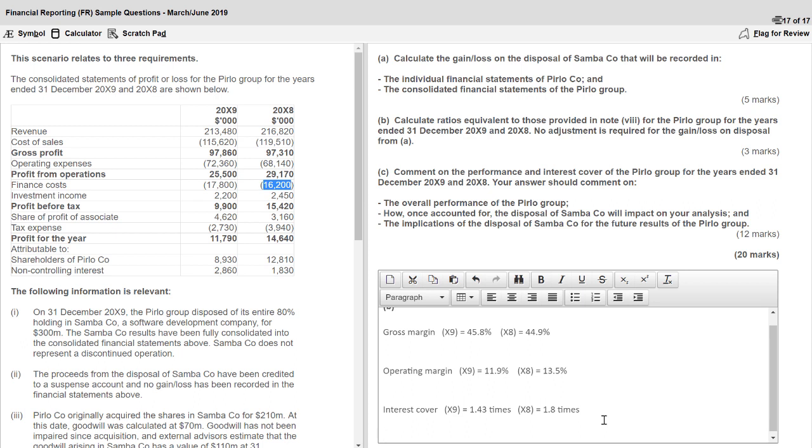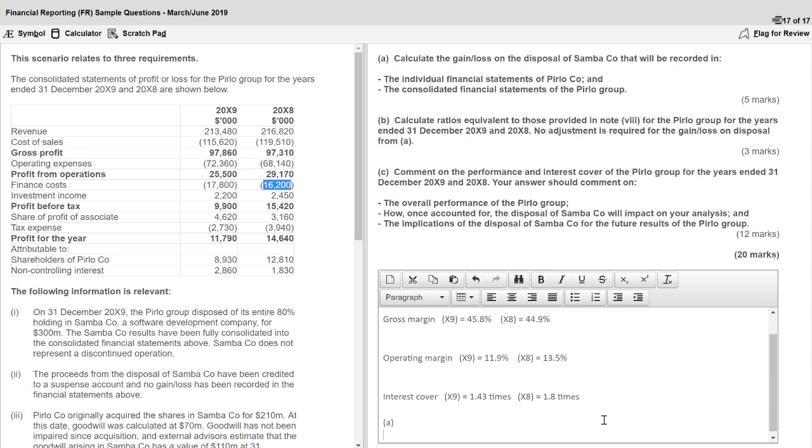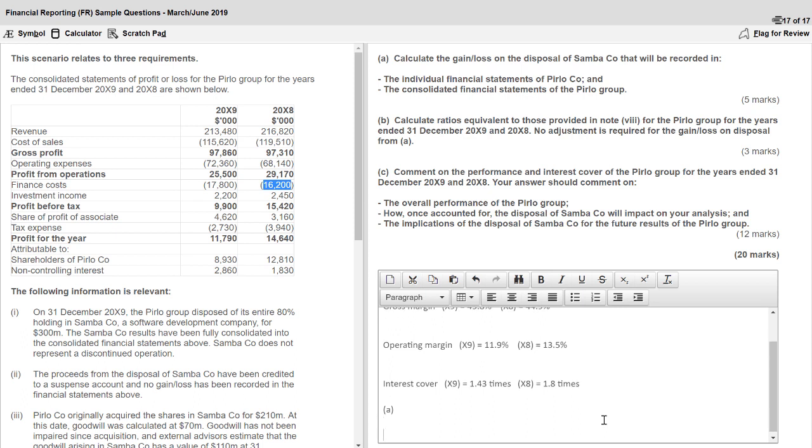Now, what I would then go through and do is part A. Hopefully you're at rest, if you like. You've eased yourself into this question by having done the easiest bit first, the ratios. Part A, in the individual accounts. Again, remember, that's nice and straightforward. That just goes through there and takes your proceeds less the cost of the investment.